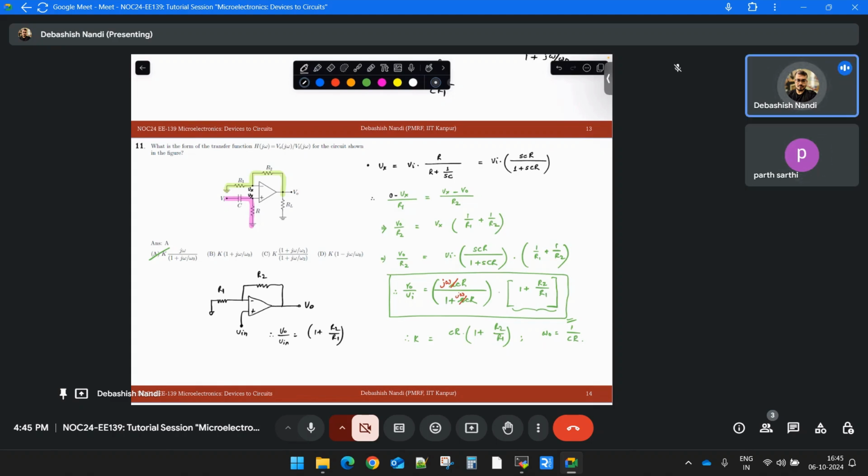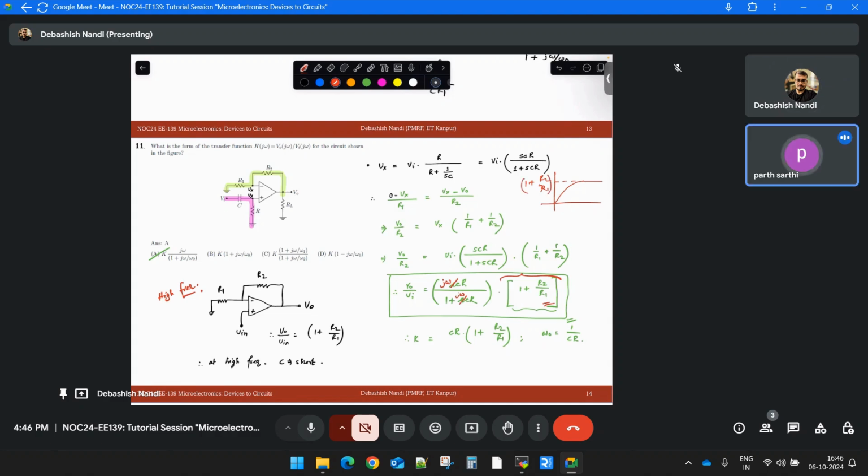Have you noticed that at high frequencies, your C will be short, then it is the same. That is why this flat portion of the gain is coming as this. So if you solve this, it will be something like this, where this gain will be 1 plus R2 by R1. Okay.